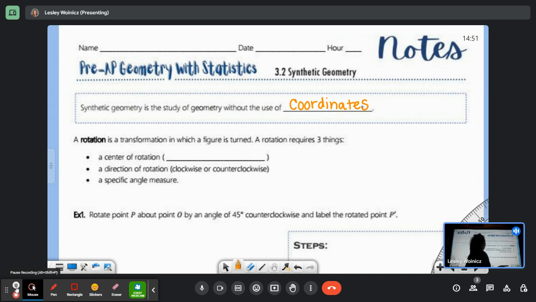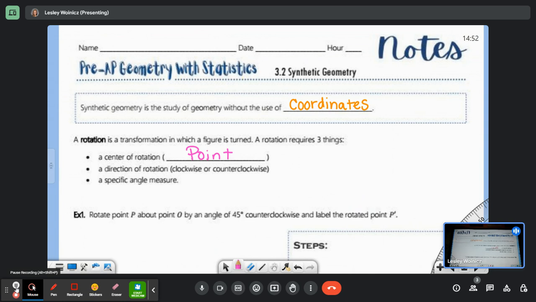Okay, so a rotation is a transformation in which a figure is turned. We need three things for a rotation. We need a center of rotation, which is a point. When you get into upper level math and you're doing things in 3 dimensions, you can rotate around an axis, but in 2 dimensions, we just rotate around a point.